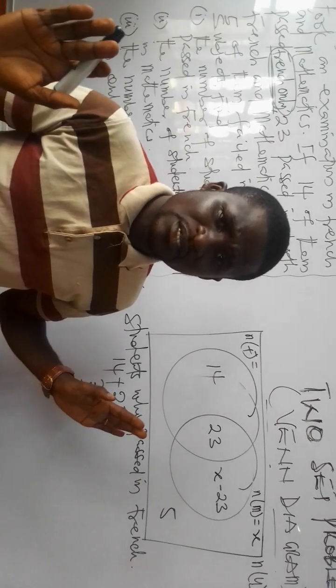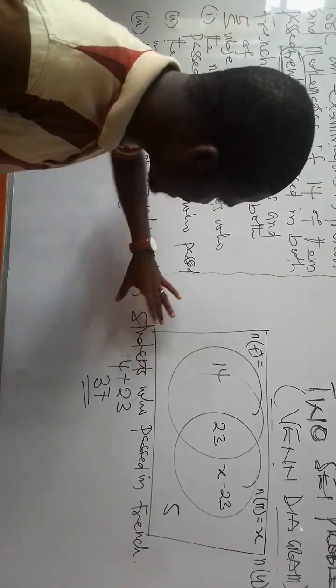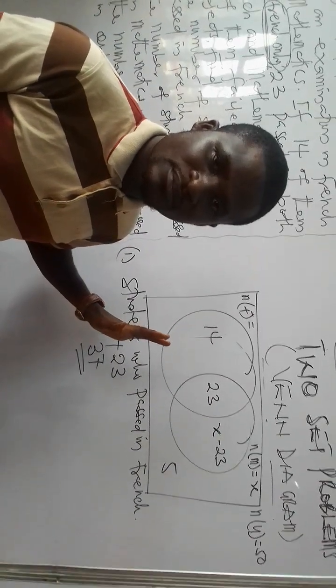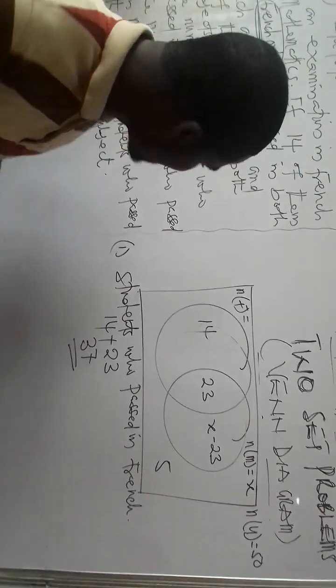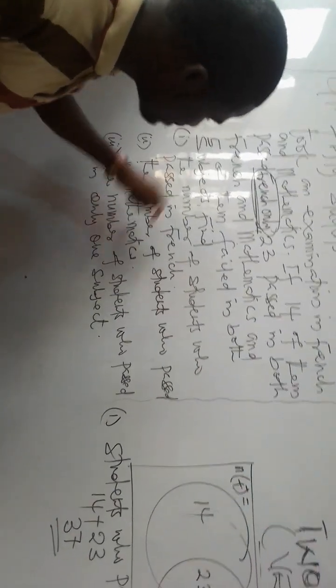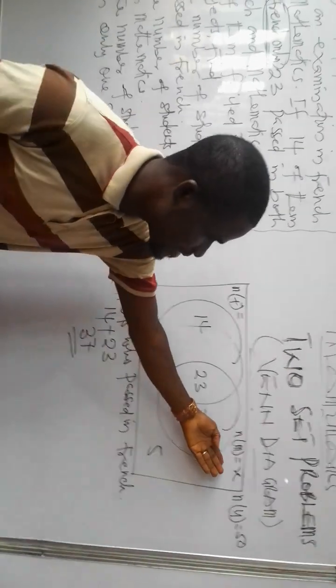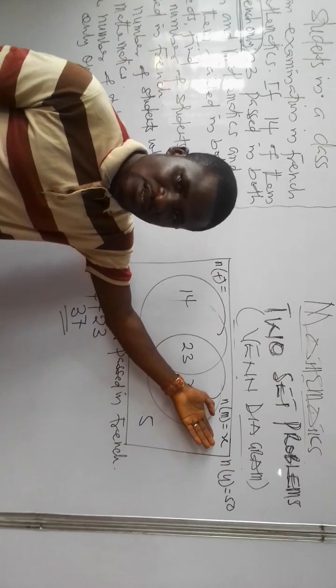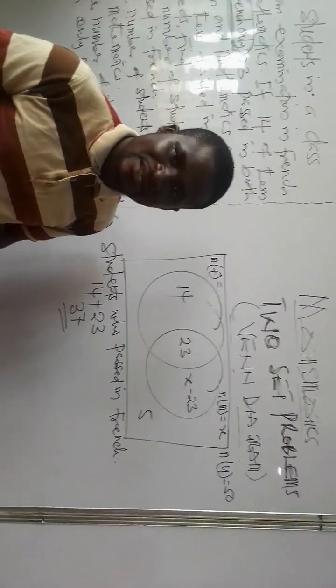Are you getting it? That's good. So that's the question I, students who passed in French. Good. Let's go to II, the number of students who passed in mathematics. Now we are saying that X represents those who passed mathematics. So let's go and find X.